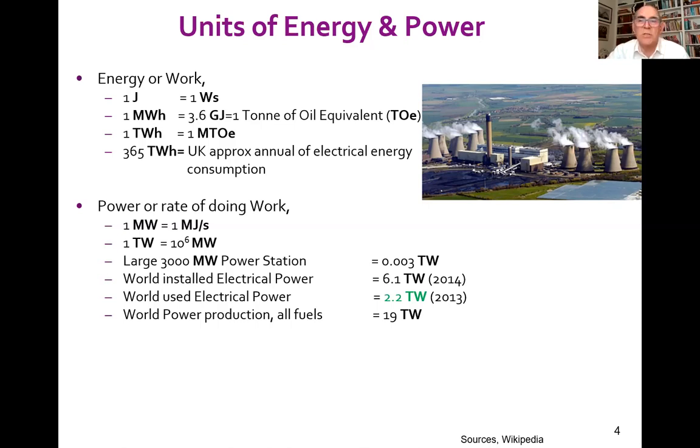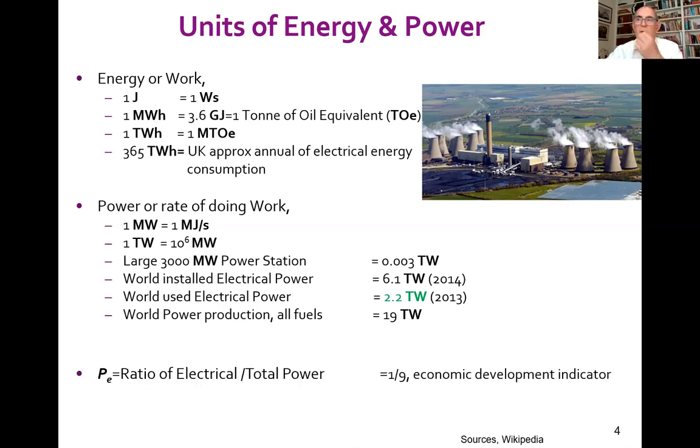But electricity isn't the only energy vector that we use. We burn wood, we burn camel droppings, we burn gas, we burn oil. The actual total world production from all fuels is 19 terawatts, okay? Now, there's a rather interesting ratio, the ratio of electric power to total power.